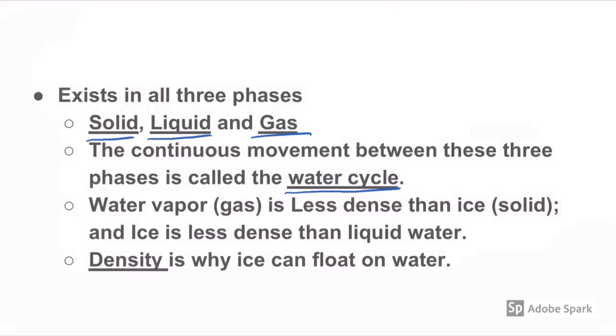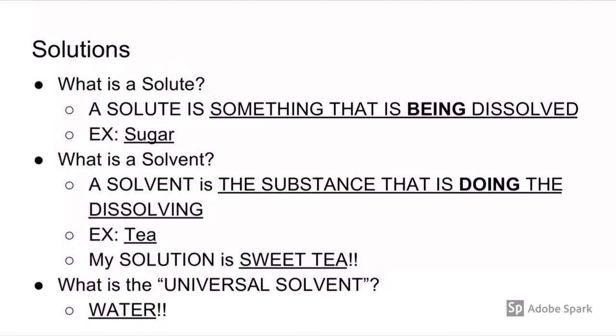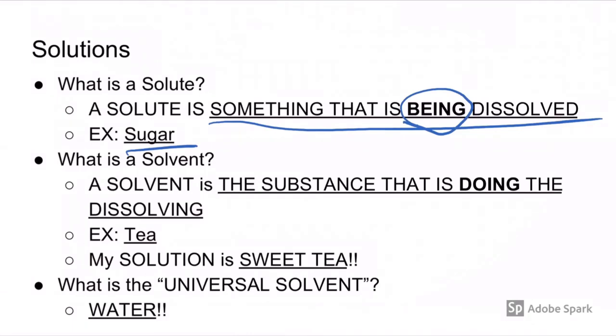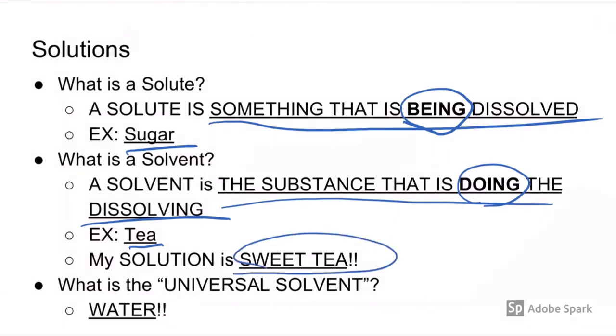Okay, we're going to round this out with a little bit of vocabulary about solutions. A solute is something that is being dissolved. So for example, I have sugar. Sugar can be dissolved. A solvent is the substance that is doing the dissolving. So my example here is tea. When I add these two things together, my solution is sweet tea. The universal solvent is water.